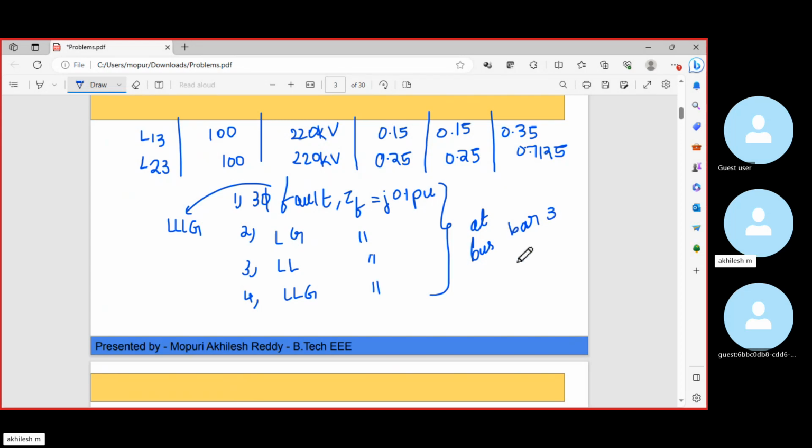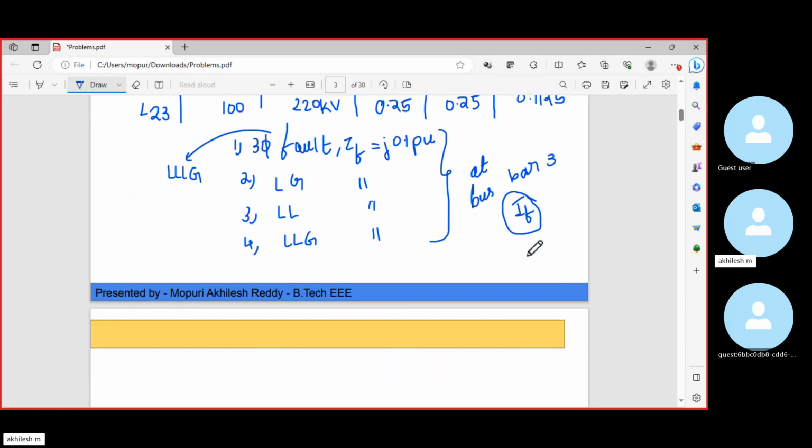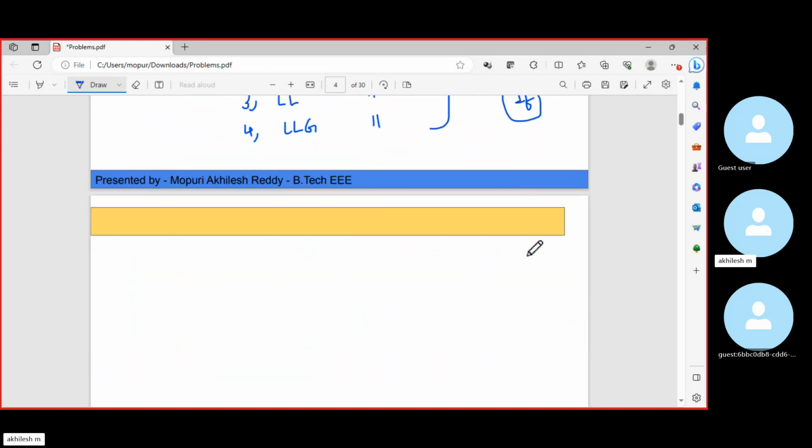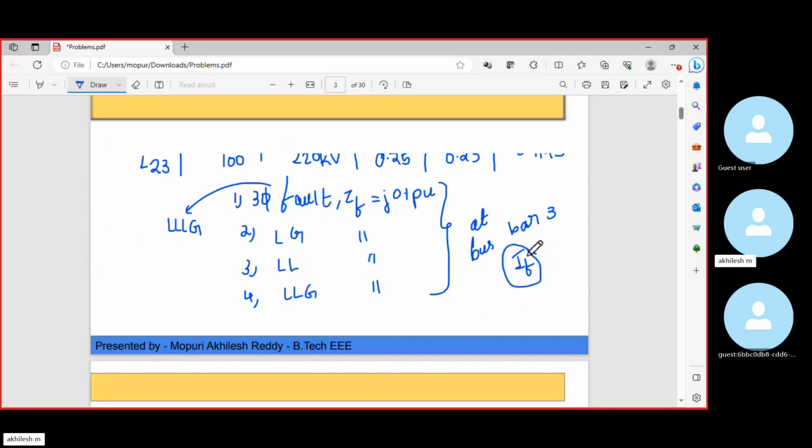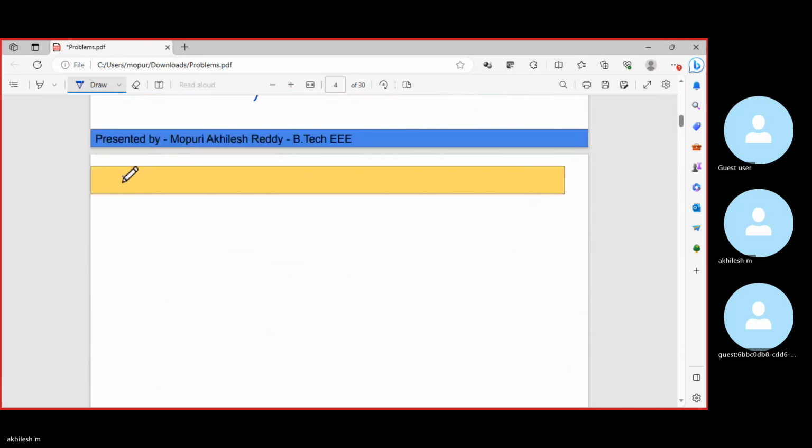Now we need to find out the fault current for all these four cases. This is the unknown. Fault current is unknown. Okay. Now let us go for the first case. First, what we need to do? We need to draw the per unit reactance diagram. Let us go to the solution.